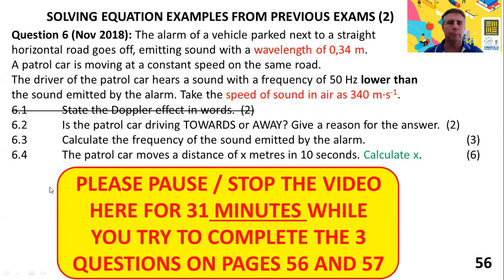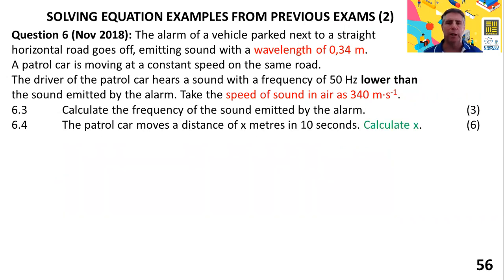Right. Let's have a look at the correct answers and compare with your answers. 6.1 is a recall question we're not going to do now. 6.2 is the patrol car driving towards or away. Well, you're told the drive of the patrol car has a frequency which is lower. Lower frequency means that you are driving away from. So we'll just deal with those quickly.